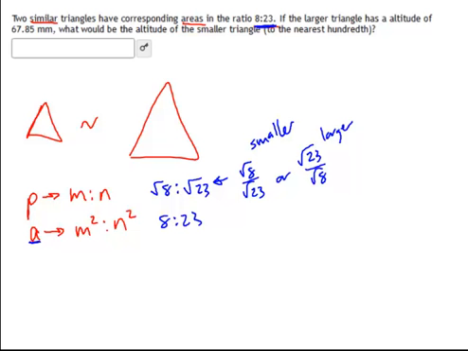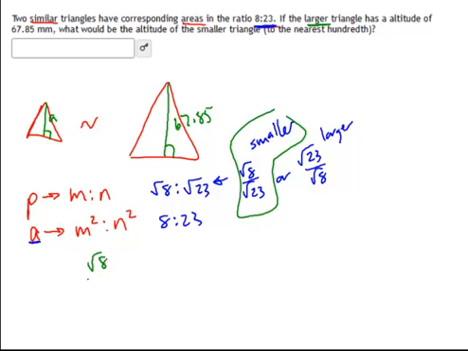So here in this problem, we're told that the larger triangle has an altitude of 67.85, and we want to find the altitude of this smaller triangle. Well, since we're making it smaller, here's the ratio that we're going to use. So if we want to solve for A, it's going to be the square root of 8 over the square root of 23 times the original length, the larger altitude, 67.85. So the smaller altitude is going to equal that measure, and then it's just a matter of calculating this.